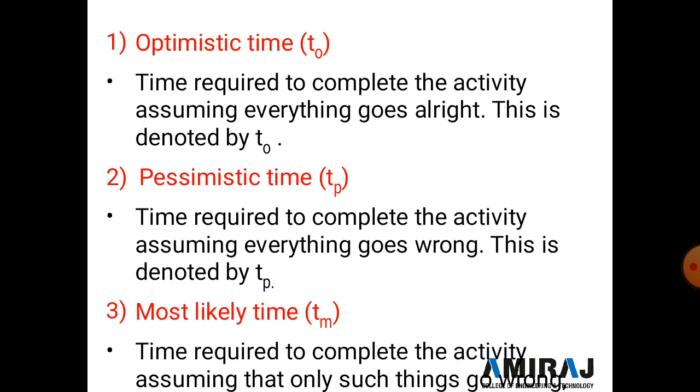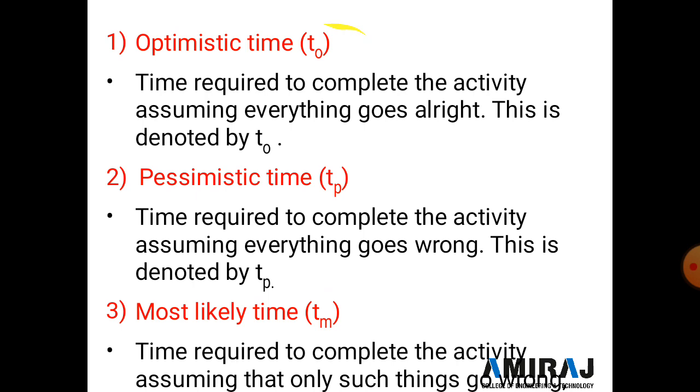The time required to complete the activity assuming that only some things go wrong is known as the most likely time. Here M indicates most likely and T indicates time. Assuming that some of the activities go in the wrong direction and some go in the right direction, like some activities are completed on time and some require more time, this is known as the most likely time.